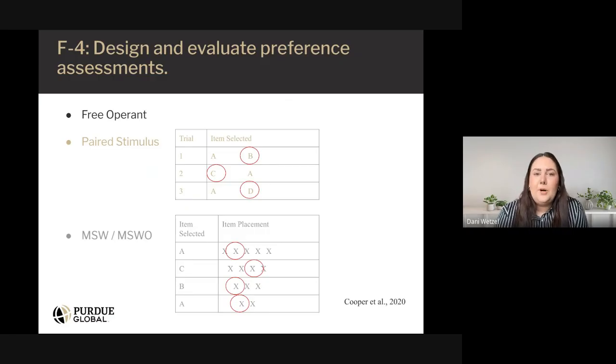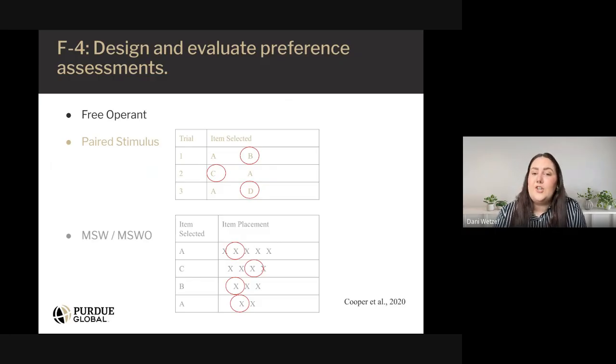So free operant is going to be the most simple to complete. You're just going to observe your client in their natural environment and record what items they engage with and the duration of that engagement. The longer the duration, the more preferred the item is. You could also choose to do a paired stimulus preference assessment.